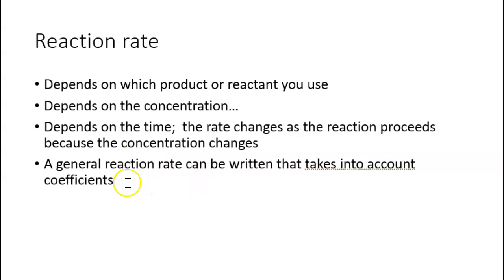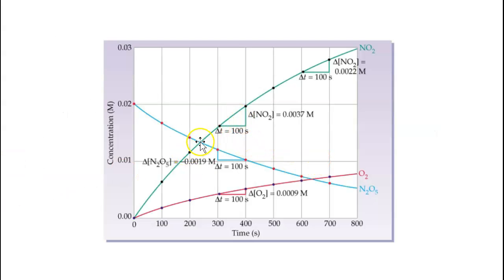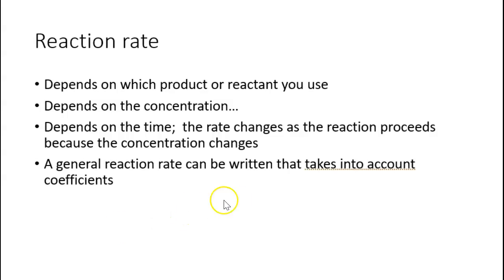What we need to talk about right now is a general rate that takes into account, like on this slide, for example, trying to represent the overall rate of the reaction and reflect the fact that the concentration of the nitrogen dioxide is changing faster than the other things. So that's called a relative rate expression. And it looks something like this.